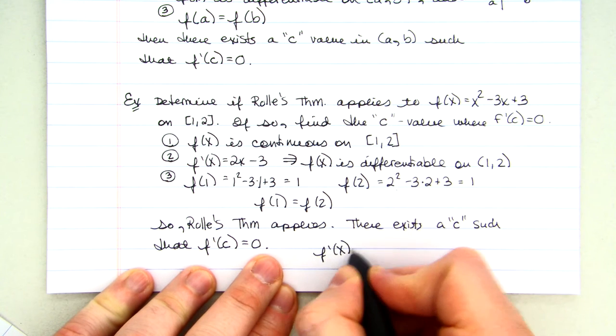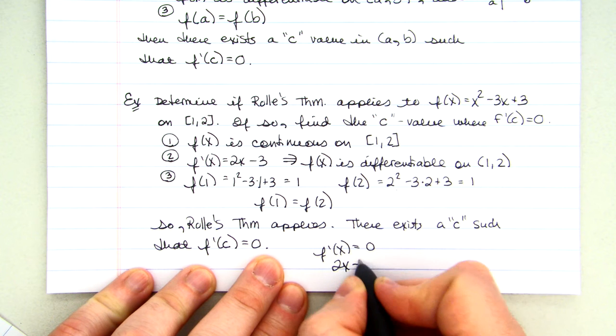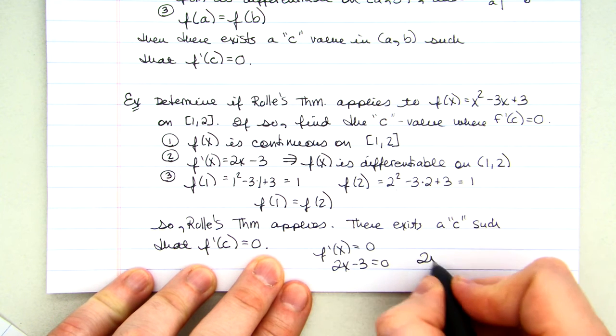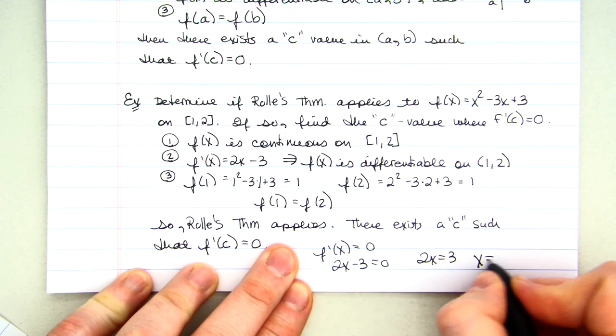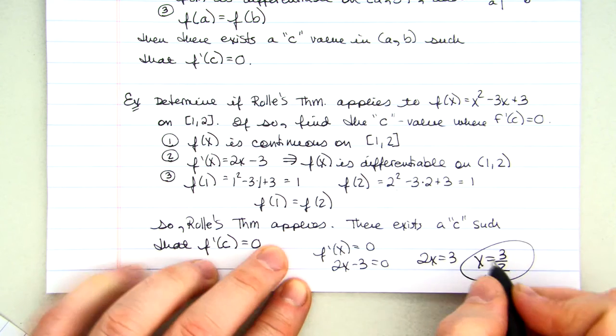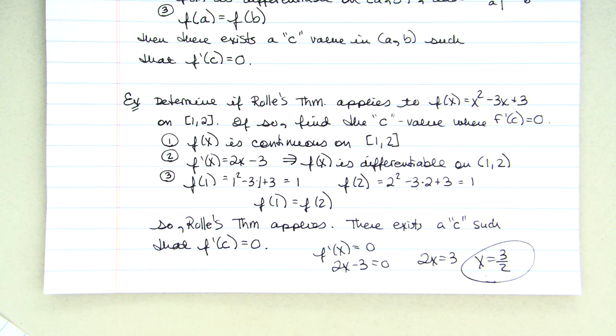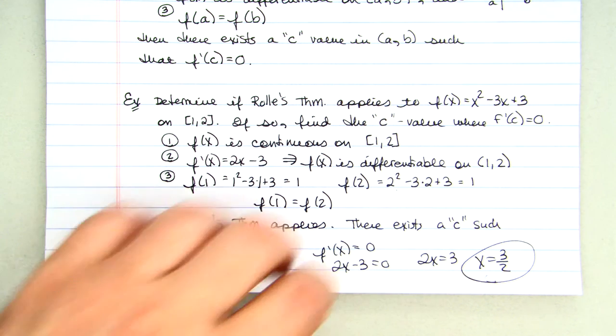Let's see, I'm going to set my derivative equal to 0. I'm going to say 2x minus 3 equals 0. Add 3, 2x equals 3, x equals 3 halves. When x equals 3 halves, my slope's going to be 0. Go verify this quickly right now in Desmos. Things should work there.